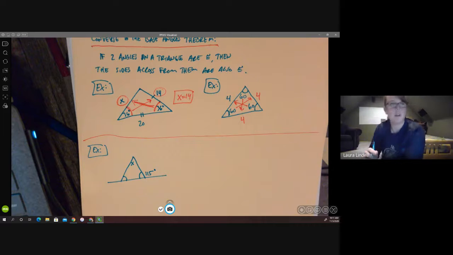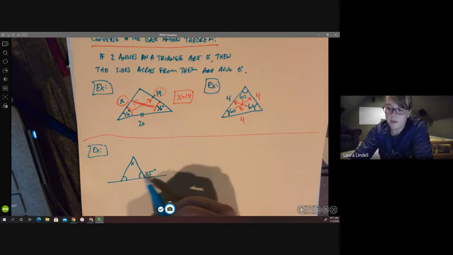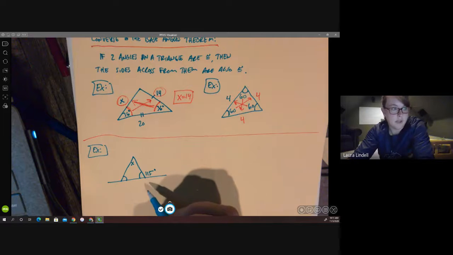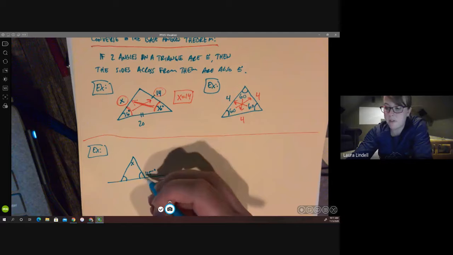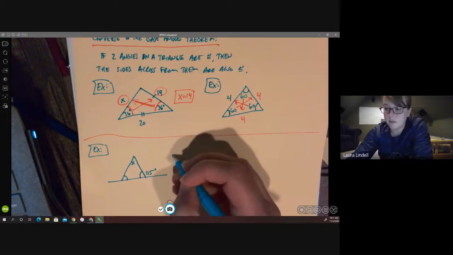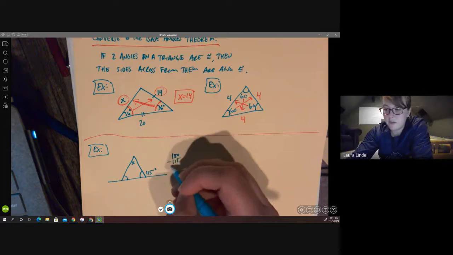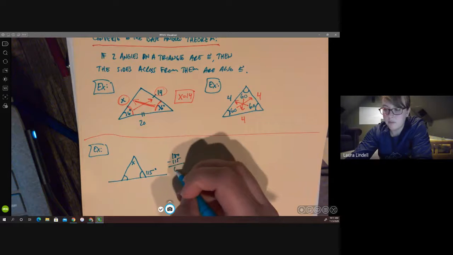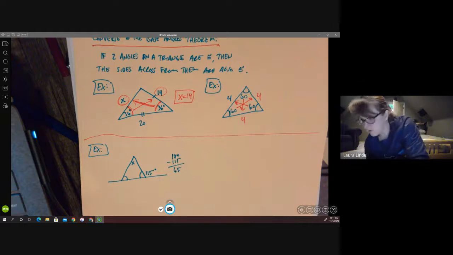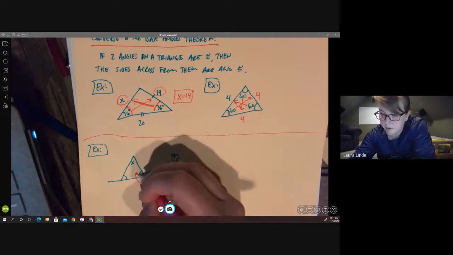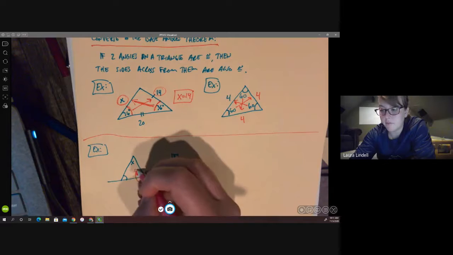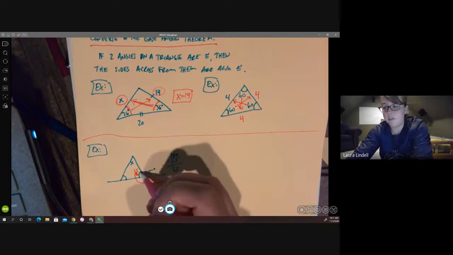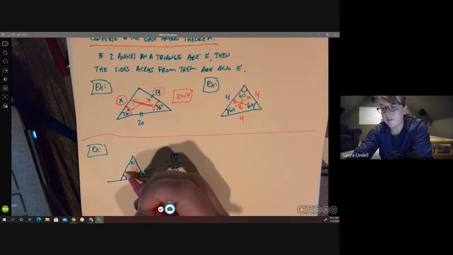Yeah, okay. So the way that I would handle this one is to notice that we've got a linear pair going on here. So then I know that since it's a linear pair, they add to 180. So 180 minus 115, which gives me 65, is what this angle is going to be right here, 65. And if this angle is 65, then this angle is also 65.